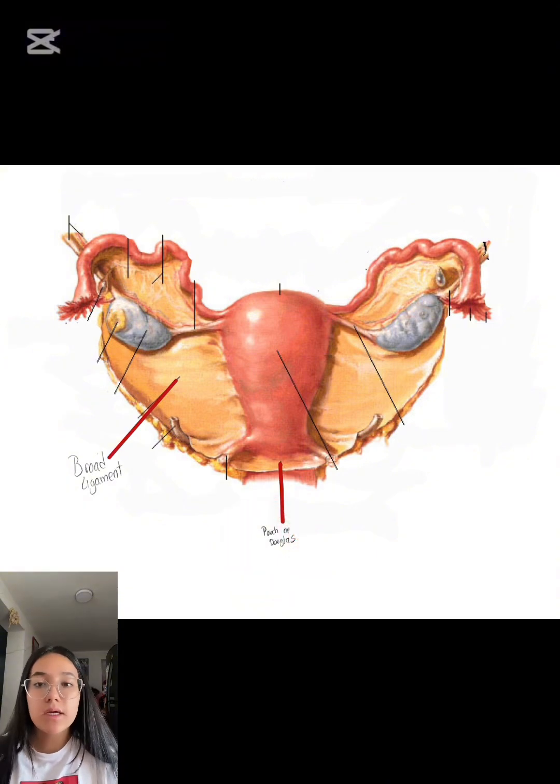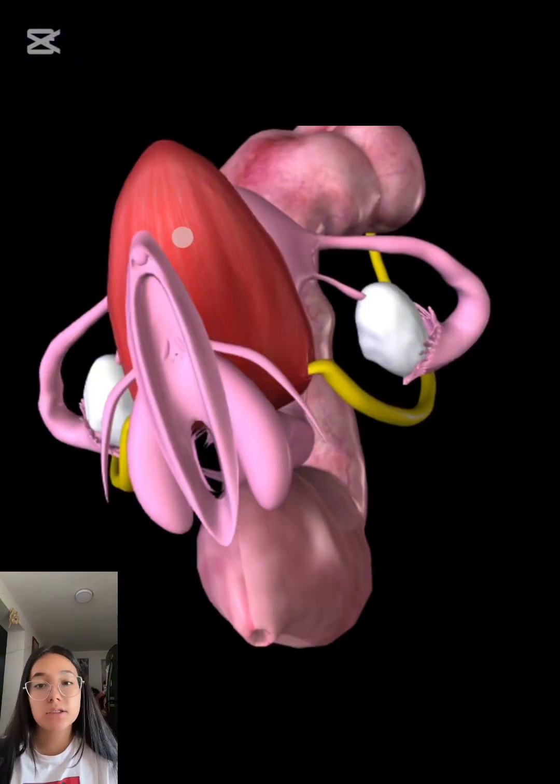Finally, the vagina is a muscular canal that extends from the cervix to the outside of the body. It serves as the passage for menstrual flow, sexual intercourse, and childbirth.